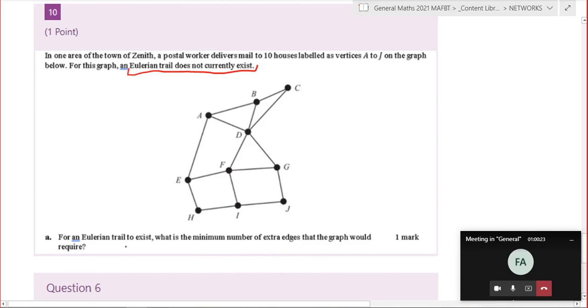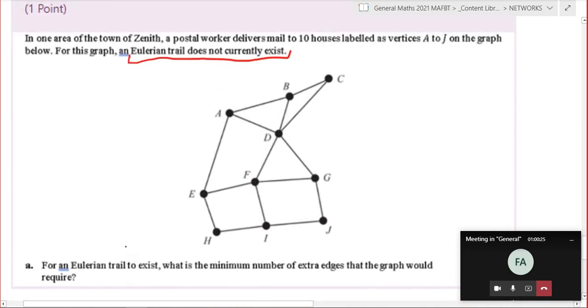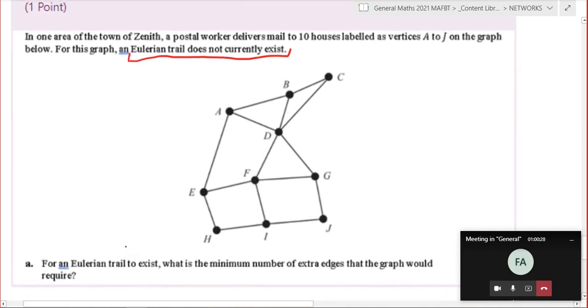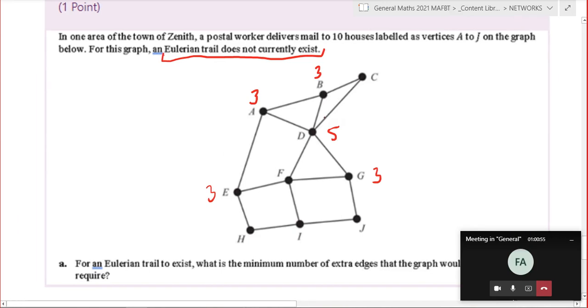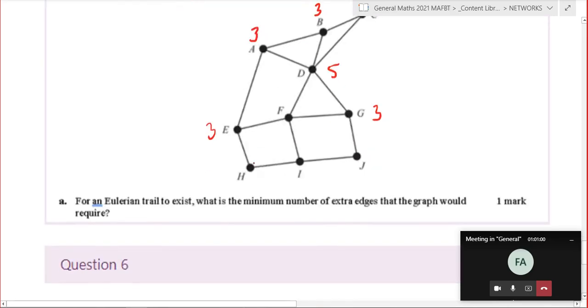Alright, so again, some of you guys got confused about this. What I would do first here is identify how many odd vertices I have and label them. So for example, E has 3, so I would write that right next to it. G has 3. A has 3. D has 5. B has 3. And that's it. So the question here is how many edges do I have to add to make sure that a Eulerian trail will exist?